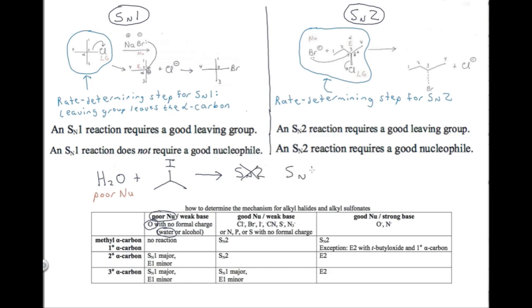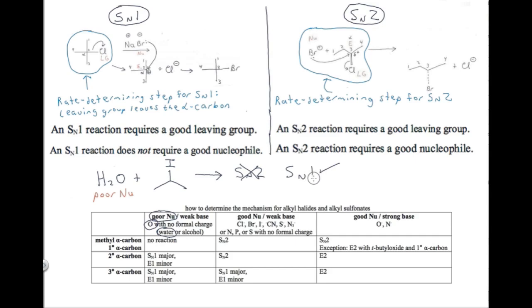How about an SN1 reaction? Could these starting materials carry out an SN1 reaction? I hope you answered. Well, this is a poor nucleophile, but that's okay because SN1 does not require a good nucleophile. A poor nucleophile is good enough, so to speak. A poor nucleophile is good enough for an SN1 reaction. Therefore, yes, these starting materials can carry out an SN1 reaction.